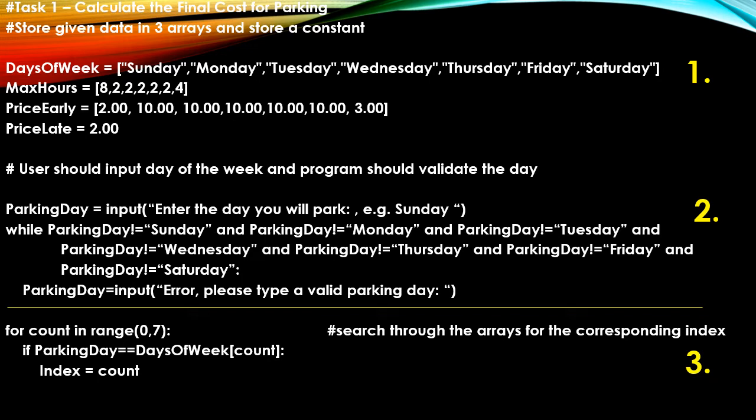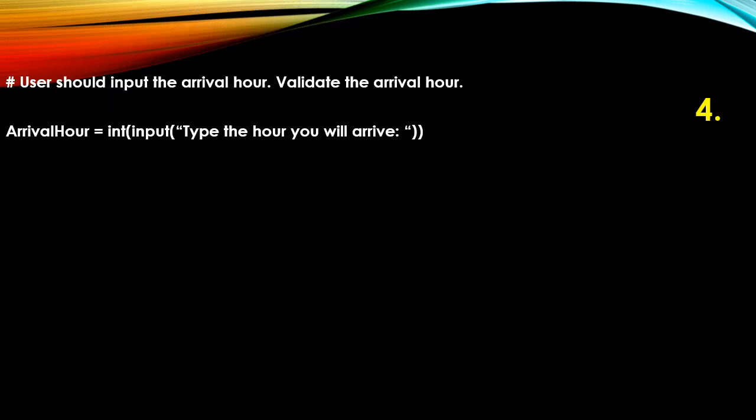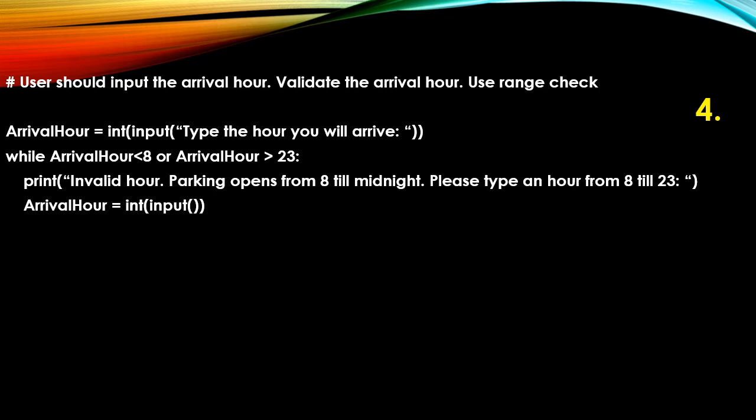Once we finish step 3, it's time to move on to the next input. We need the user to input the arrival hour. Okay, so we're going to say arrival hour equals int of input, type the hour you will arrive. Now we need to validate the arrival hour.